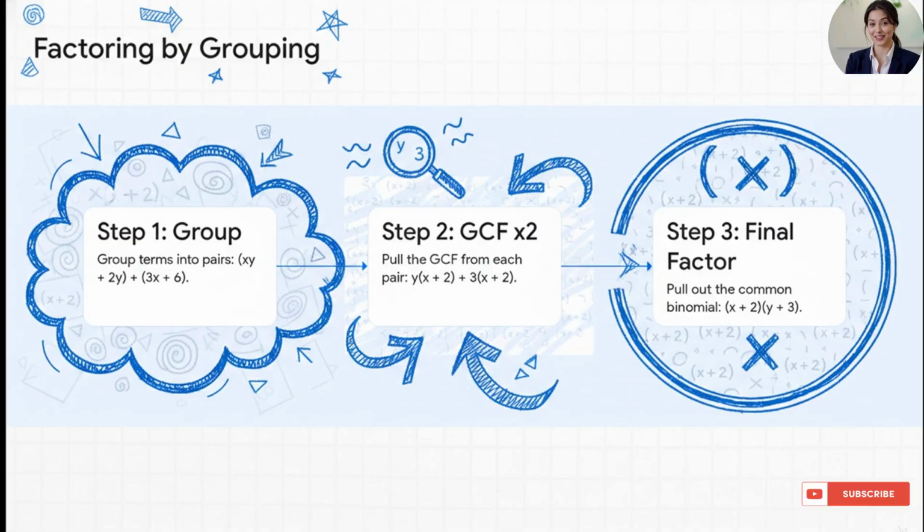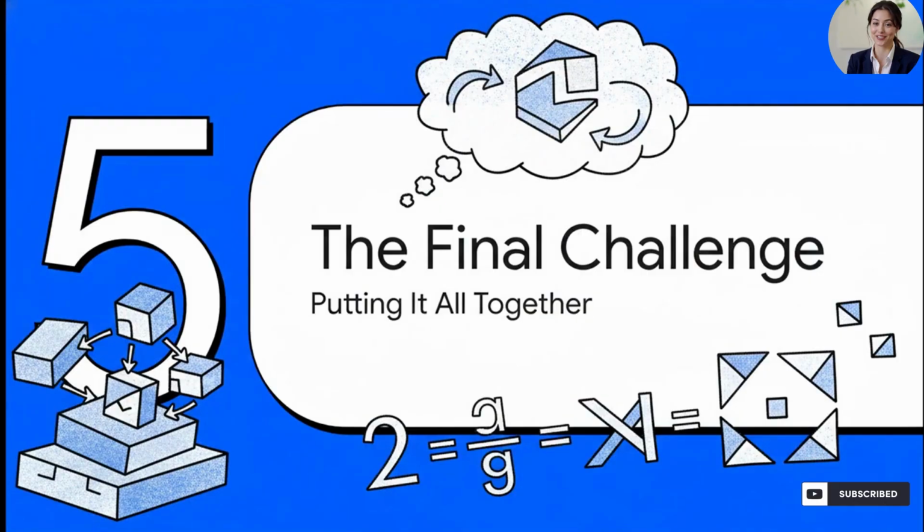And now, look, it's like magic. A brand new common factor, the x plus 2, has just appeared. So we pull that whole thing out to the front, and we're left with our final answer, x plus 2 times y plus 3. Okay, it's time to put all of these skills together.